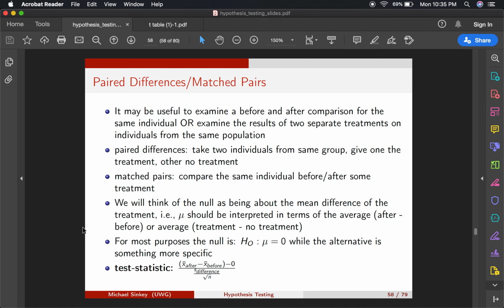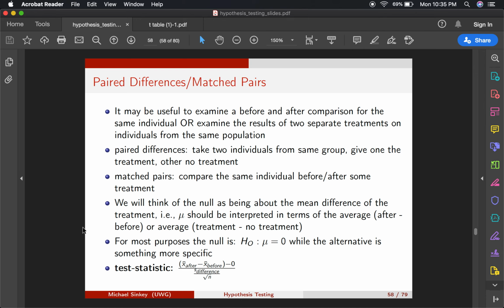Now, I think this is interesting conceptually for a number of reasons, but the main one is that it may be useful to do a before and after comparison for the same person. So, if you start a new diet, or if you start a new study plan, or if you do something different in your life, you would like to evaluate whether or not it works. So there's some outcome variable of interest, and you could measure your before versus your after behavior and see if there's a statistical difference.